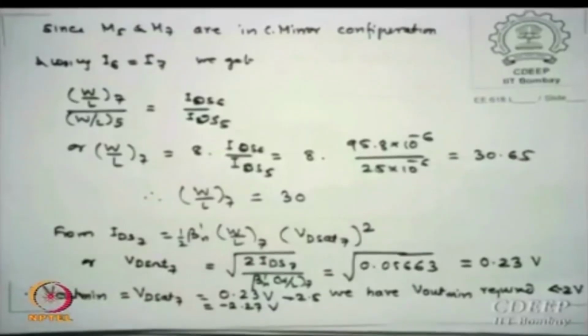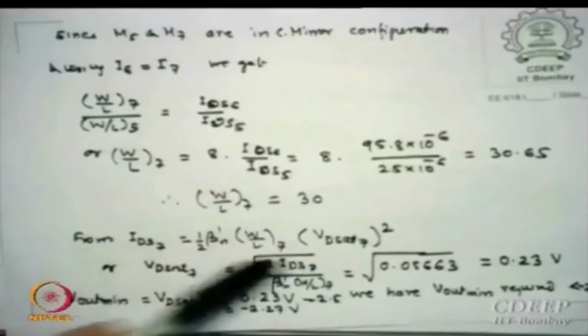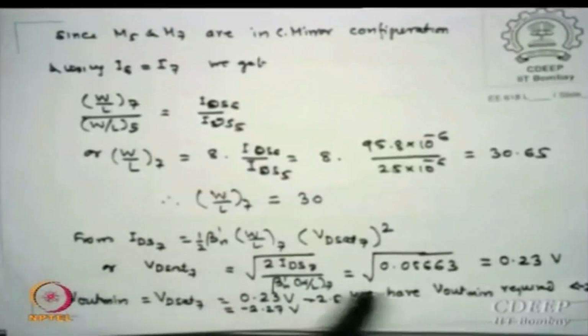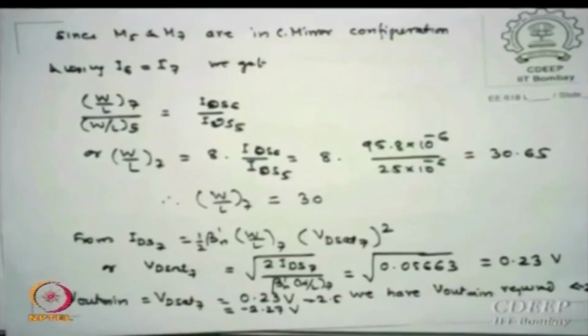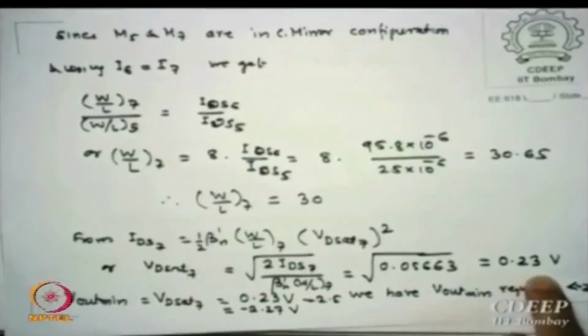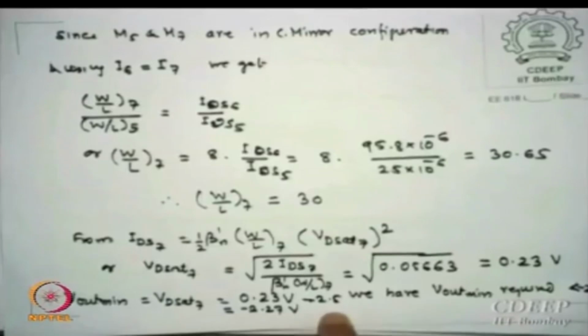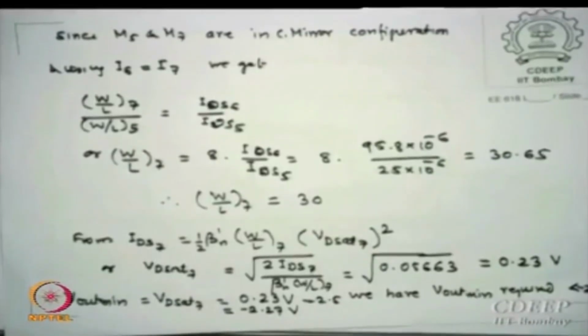Now I verify whether VD sat is okay, so I substitute this value of IDS7 and evaluate VD sat for that. That comes out to be 0.23. If I take it from VSS, it becomes minus 2.27. How much was expected? Minus 2. So I am not worse off, I am still better off. So with this new calculation for W by L6, I am actually improving my output swing.